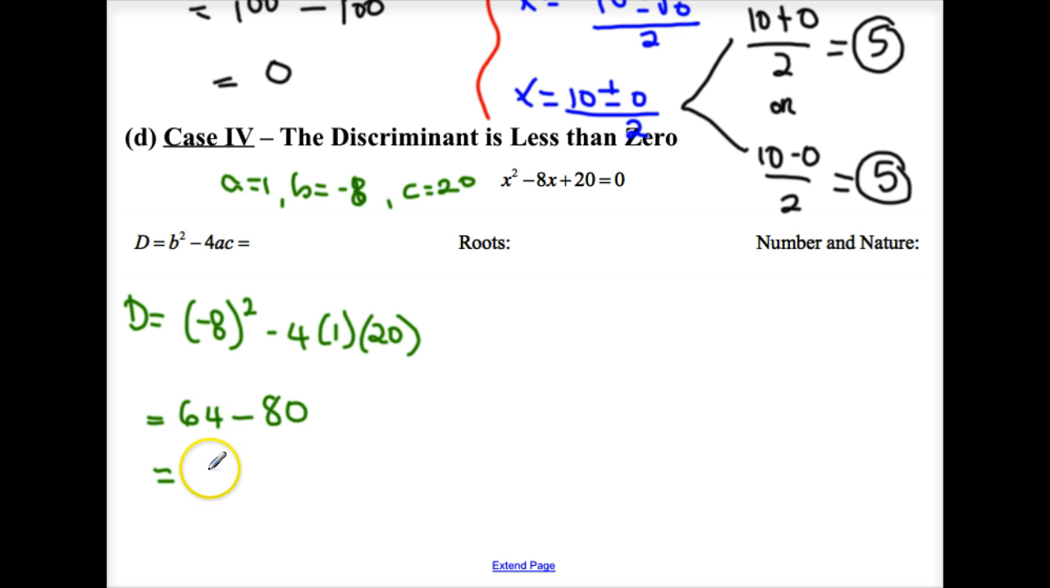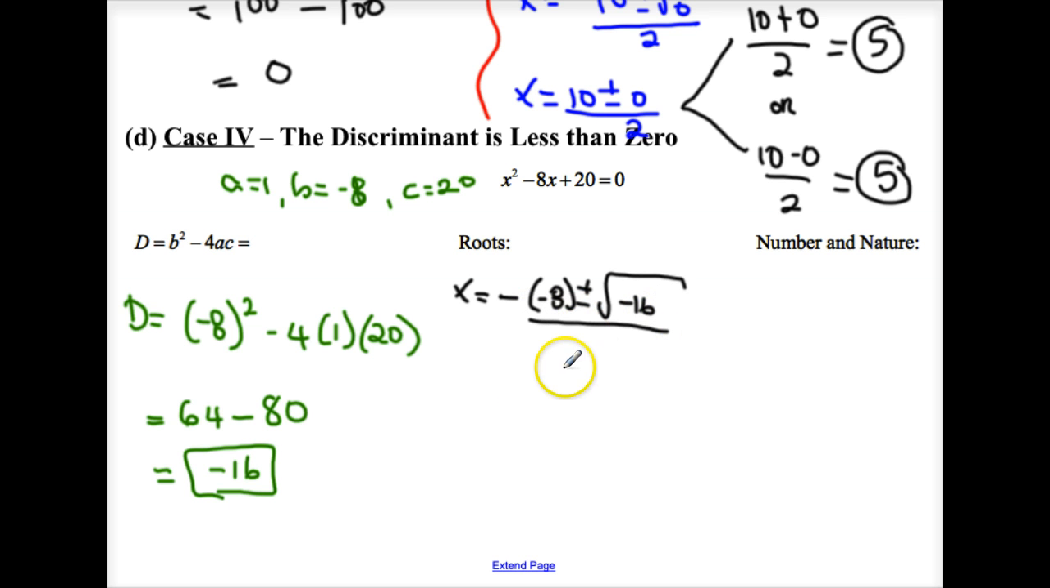64 take away 80 is negative 16. So my discriminant is negative 16. Now if I was to go ahead and do the roots, what would I do? So my roots, x is equal to minus b plus or minus the square root of negative 16 over 2 times 1. If you work this out, I'm going to get positive 8 plus or minus the square root of negative 16 over 2.